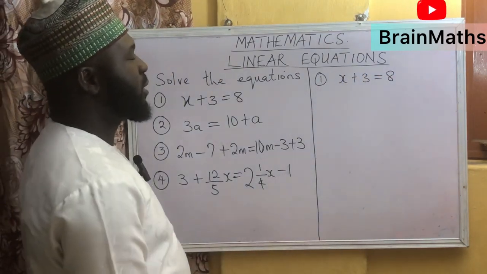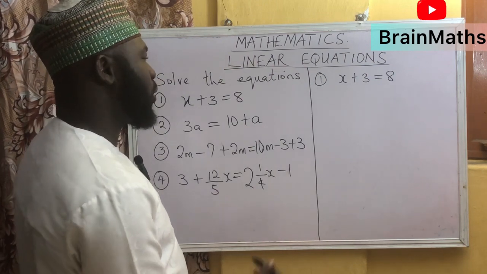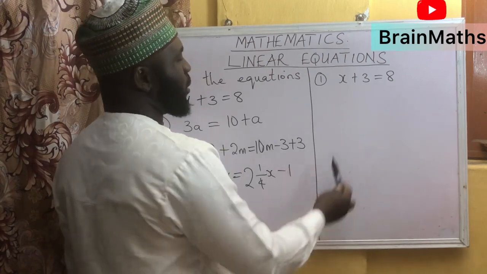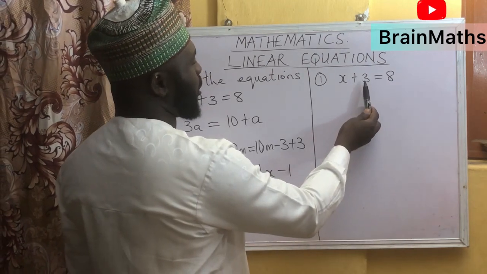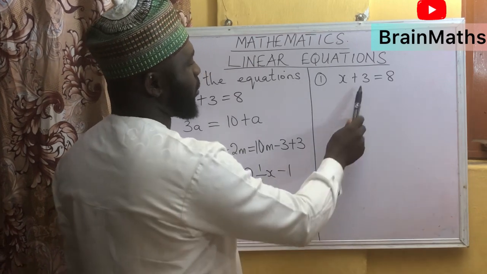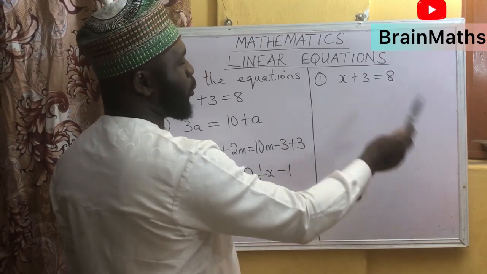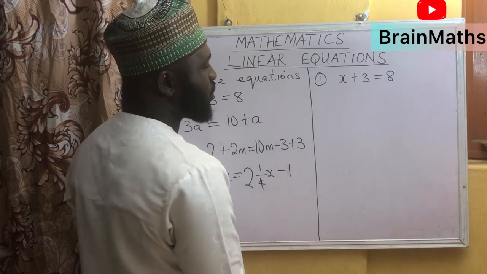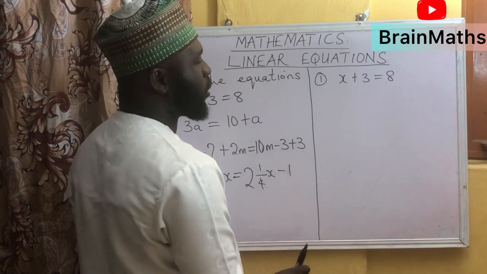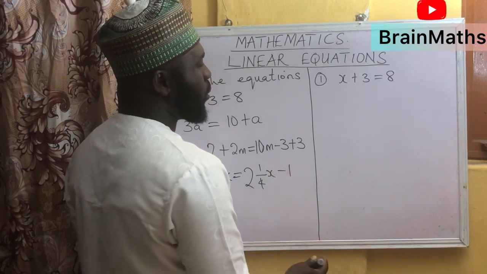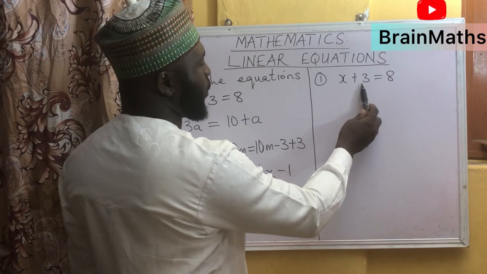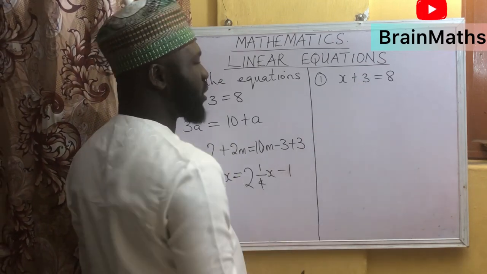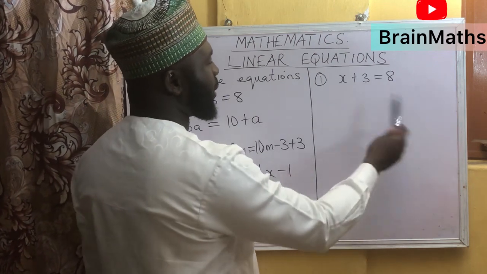So we could solve this using different methods. One of the methods is to add or subtract the constant in a question to both sides. If you look at this place, this 3 is a constant, x is a variable on its own that is unknown. So for us to move this 3 from here, we have to minus 3 from plus 3. And we do that to both sides.